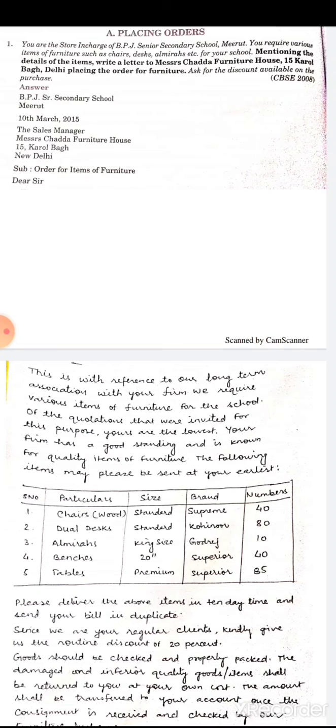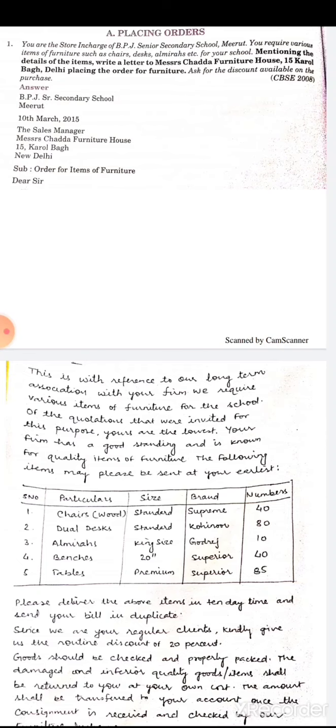Sometimes it may not refer to some other item. For example, if you are writing this letter to some medical unit from where you have to purchase some medical items, you cannot just mention those size or like that. So you have to be very flexible in this table. For example, if we see the particulars: chairs, dual desk, almirahs, benches, tables; size: standard, king size, 20-inch, premium, like that. And the brand: Supreme, Kohinoor, Godrej.